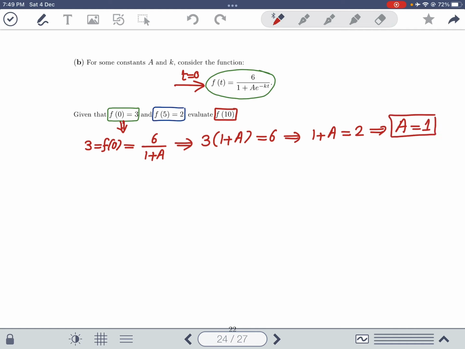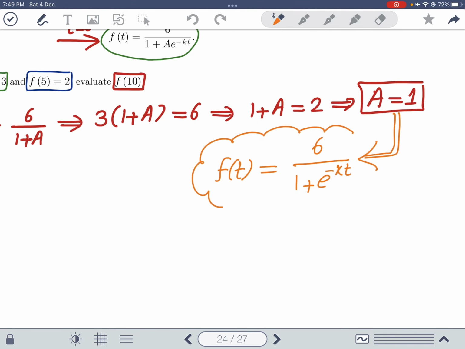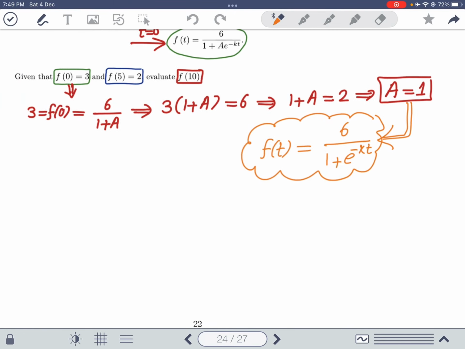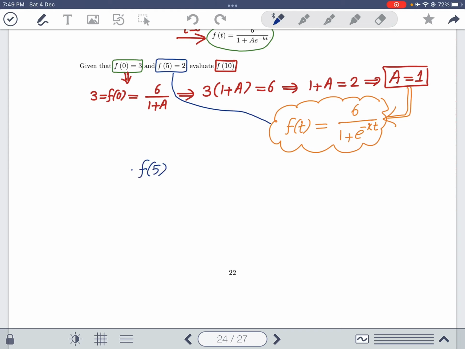Nice. And because a is 1, what do we know now? Let's put it in this color. A is 1, so write the function again. My f of t now is less ambiguous. Now it's 6 over 1 plus e to the minus kt, because I don't have an a anymore, because a is 1. I found it's 1, so just don't write it. So now you are closer to what f should be. Now you will use the second thing they gave you here, and they're telling you that f of 5 must be 2.